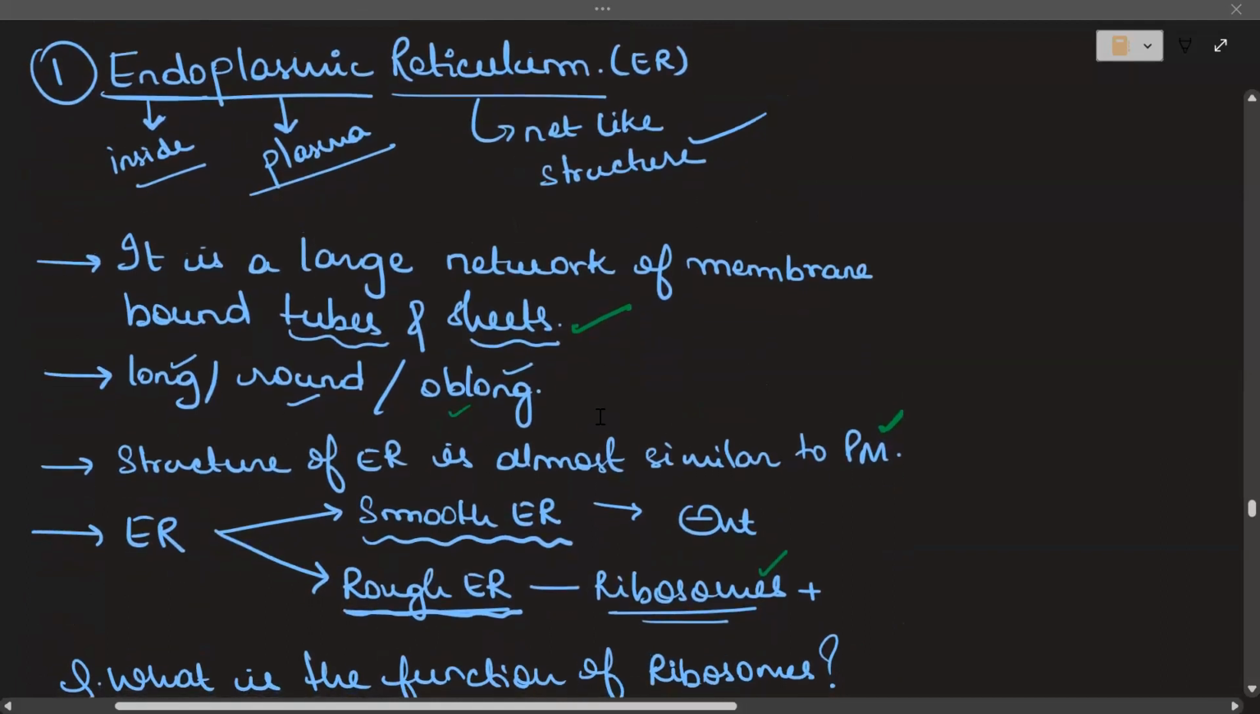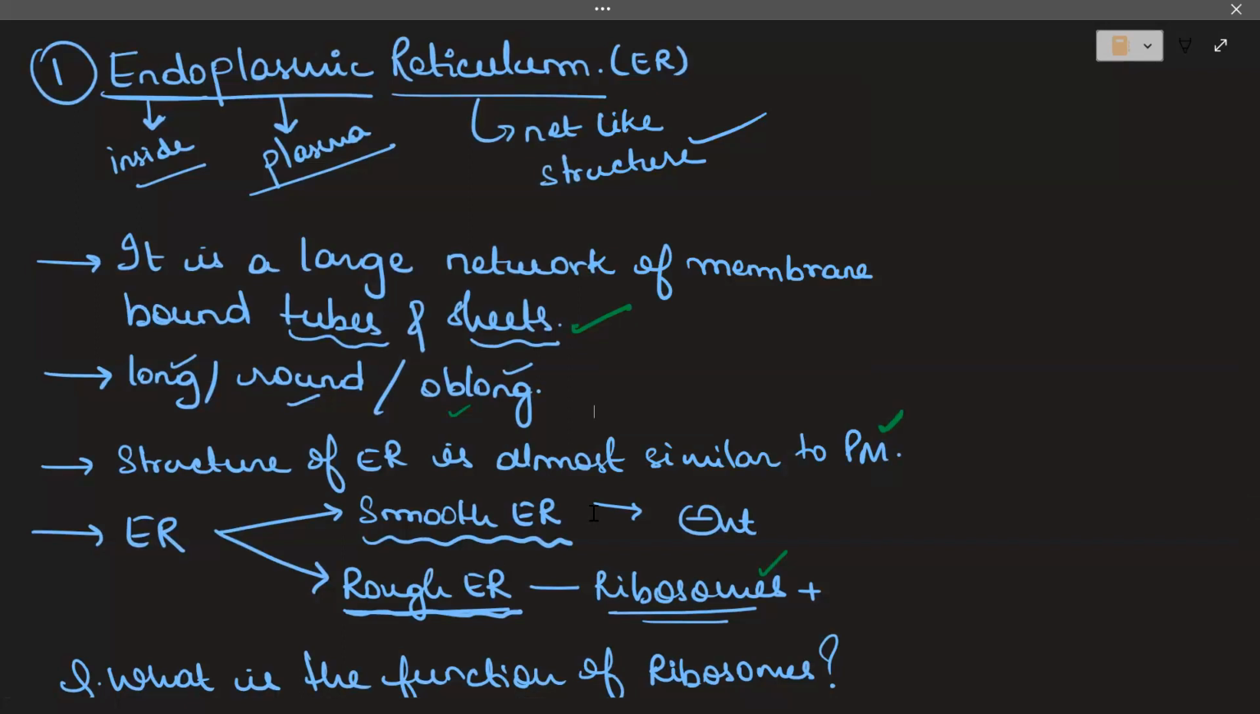Now talking about endoplasmic reticulum. Endoplasmic reticulum means a net-like structure. Reticulum means a net-like structure. Endo means inside. Plasmic is indicating plasma. So the net-like structure which is present inside the plasma of the cell is known as endoplasmic reticulum. It is a large network of membrane-bound tubes and sheaths. It can be long or it can be round or oblong. It can be of varieties of shapes, sizes and structure. Clear? Yes, ma'am.